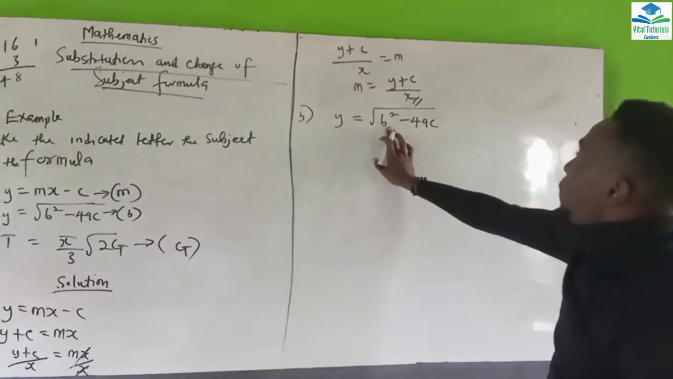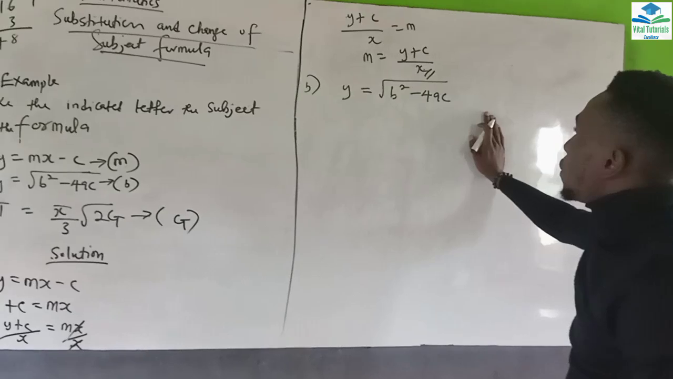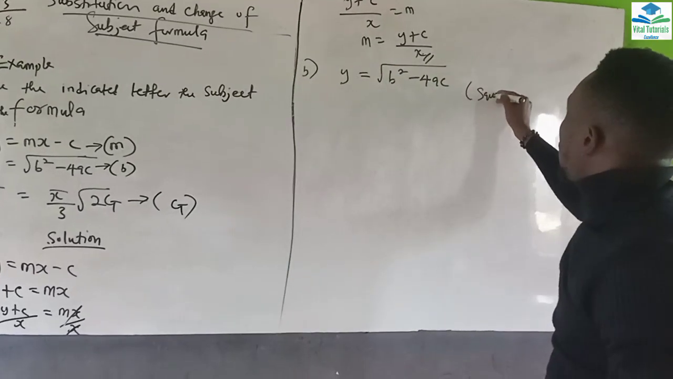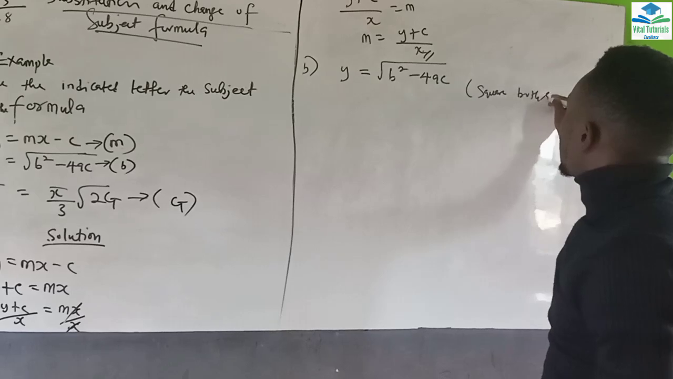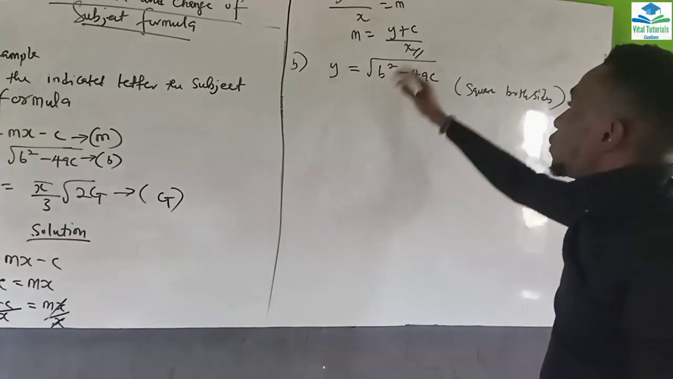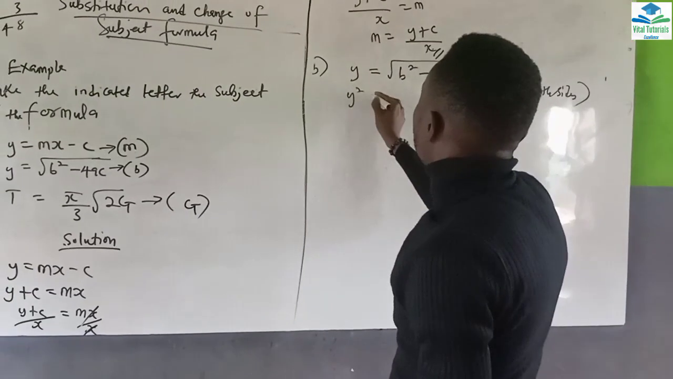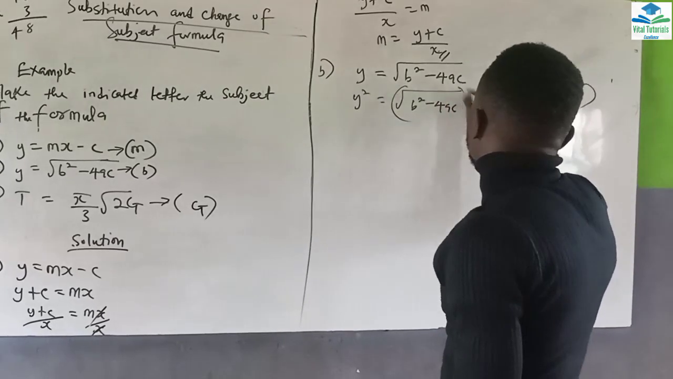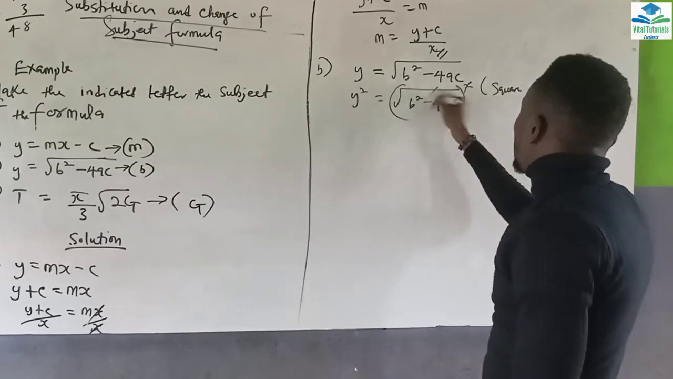Now, you can see that for you to remove this square root, what you always do is that you square both sides. Square both what? Sides. That's how you remove square roots. You now say y squared equals this whole thing. You square it also. This square will remove this square root here.